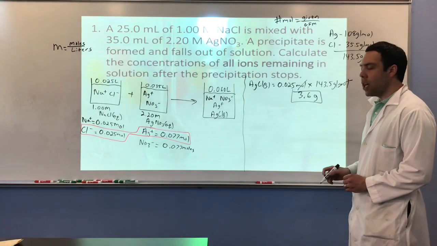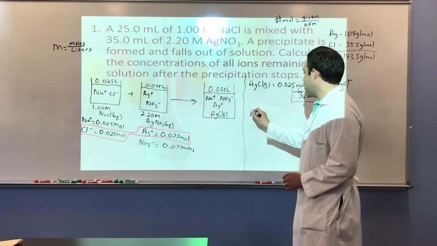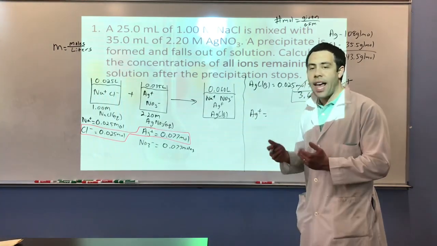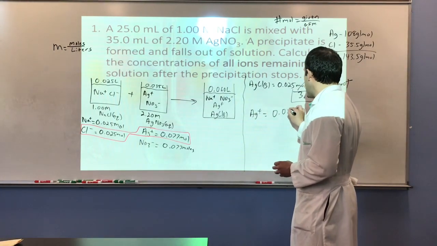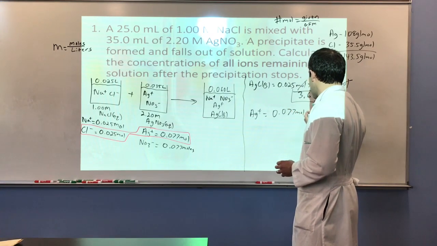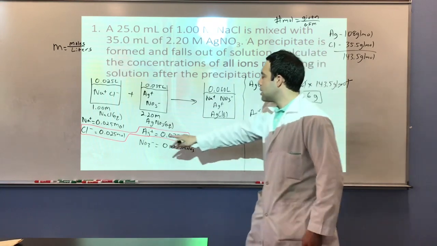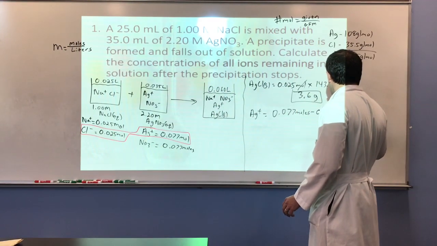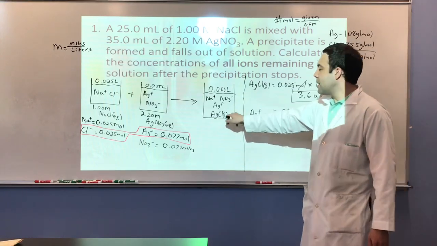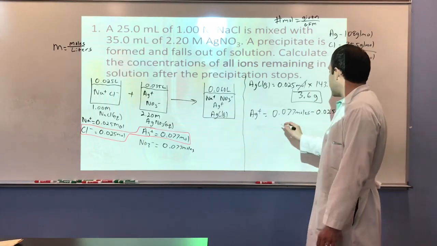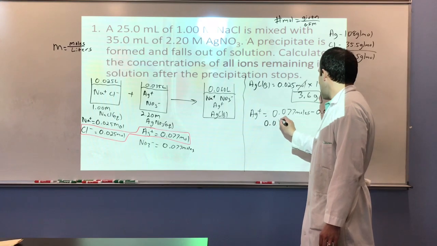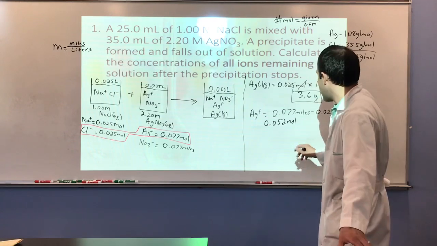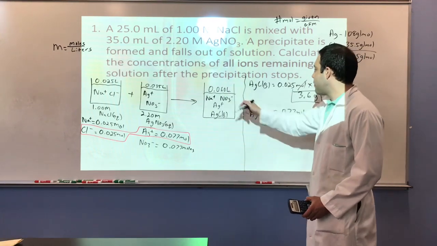Next, let's find the amount of silver left over in solution. Before we do that, we have to find the number of moles of silver left. So our original number is 0.077 moles. We have to subtract 0.025 moles because that's how much was used up when we made the silver chloride. So when we subtract those two numbers, we get 0.052 moles of silver, and we can find the concentration by dividing the number of liters.